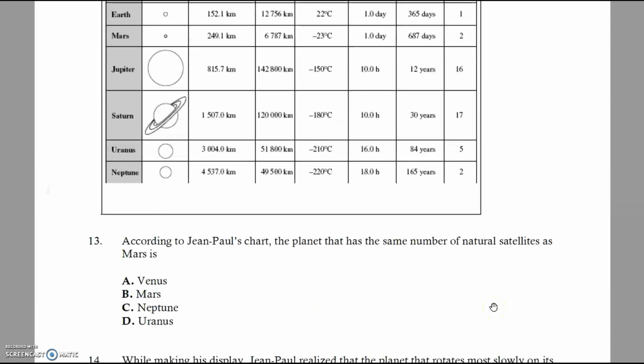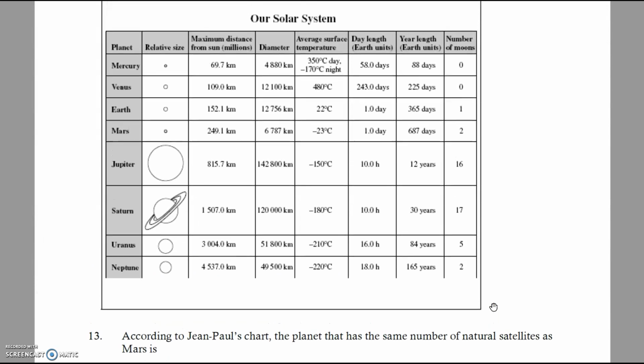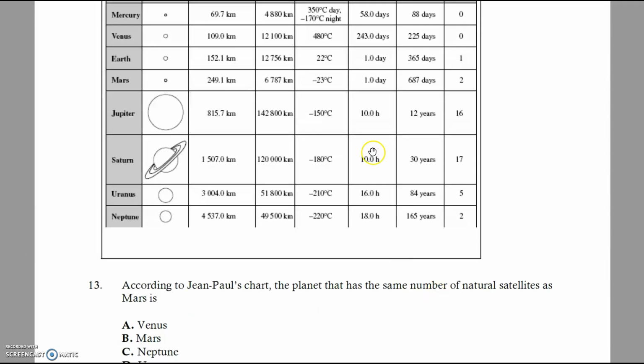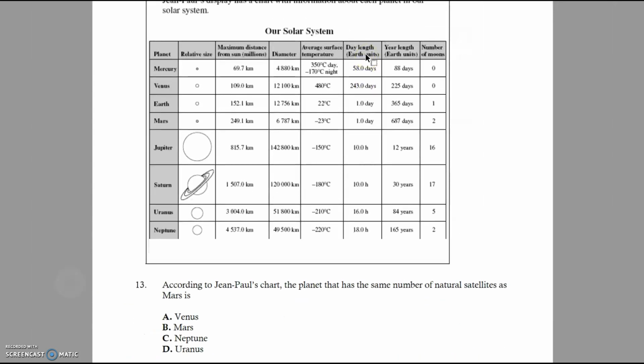According to Jean-Paul's chart, the planet has the same number of natural satellites as Mars does. So you need to go back to this chart. Venus, Mars, Neptune, or Uranus.